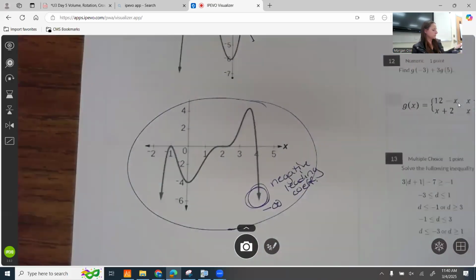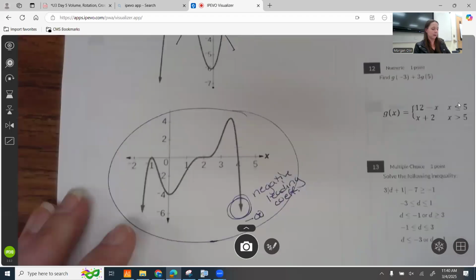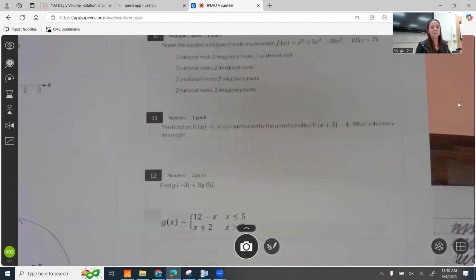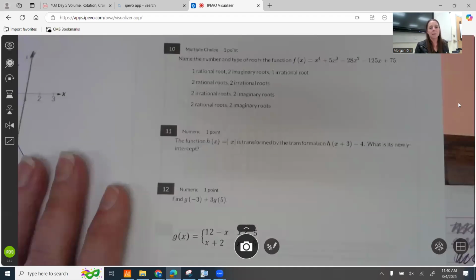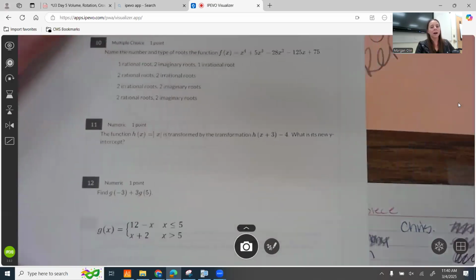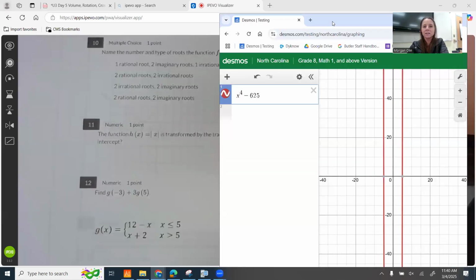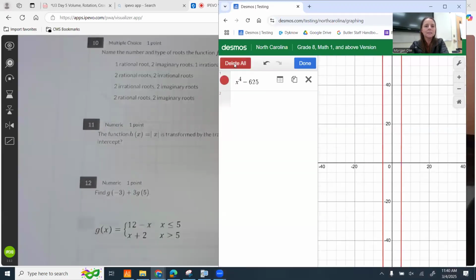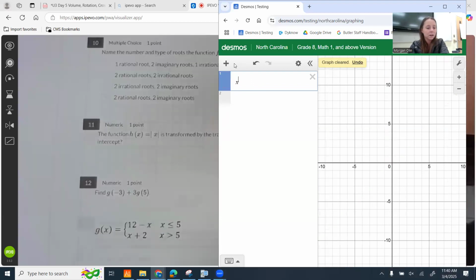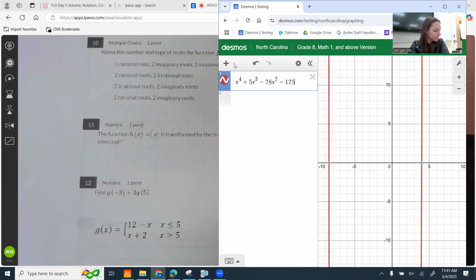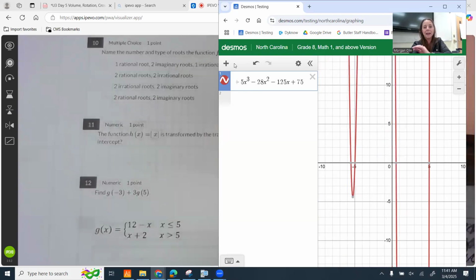All right. Moving on to number 10. Name the number and type of roots of this function. The same type of question. If you want to, I suggest pausing this since you've already seen one like this and see if you can get the answer. So I'm going to graph this and I'm going to put this in Desmos. Again, make sure you know how to put everything into Desmos because your teacher cannot answer that for you. And you want to focus again, roots are your x-intercepts.